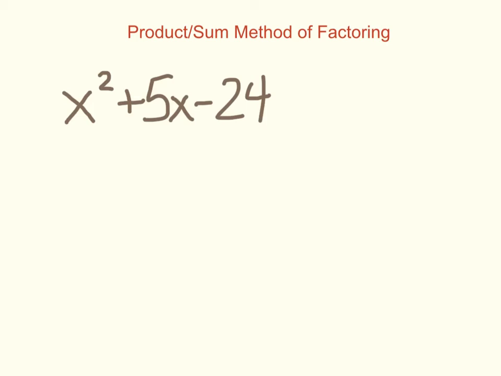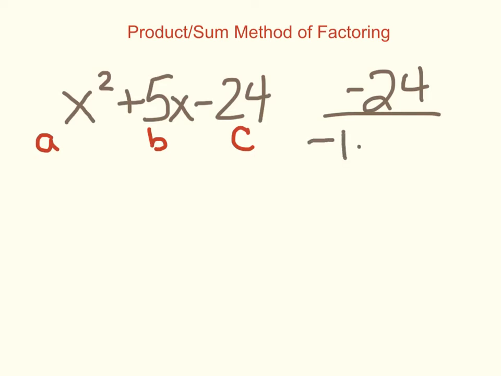This is using the product sum method of factoring. Our first question is x squared plus 5x minus 24. For this, we have to think of these as A, B, and C. We need to figure out what multiplies together to get C. So negative 24. What factors multiply together to get negative 24?